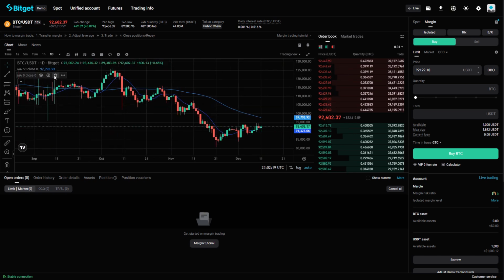I like to use the 50-day and 200-day moving averages. If the price is above these lines, it is bullish. If it is below, it is bearish.